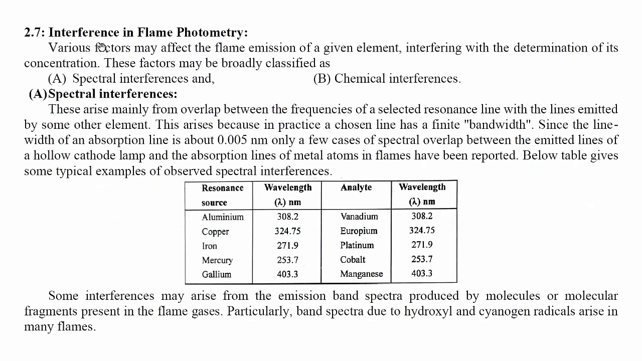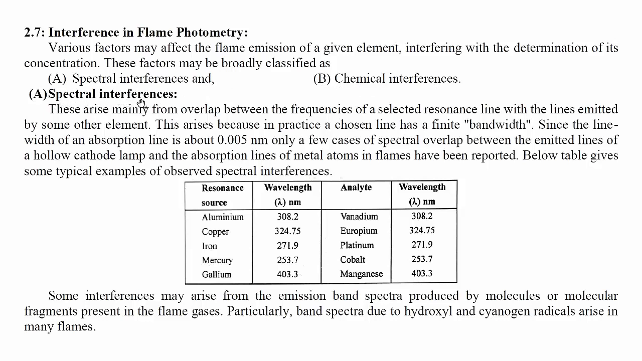2.7. Interference in flame photometry. Various factors may affect the flame emission of a given element, interfering with the determination of its concentration. These factors may be broadly classified as A. Spectral interferences and B. Chemical interferences.